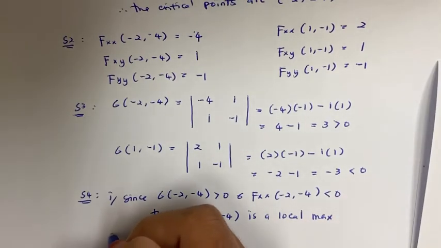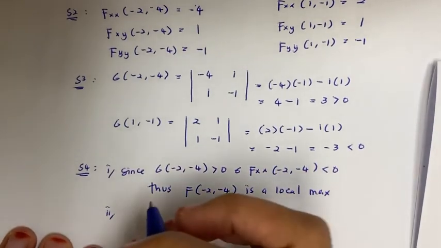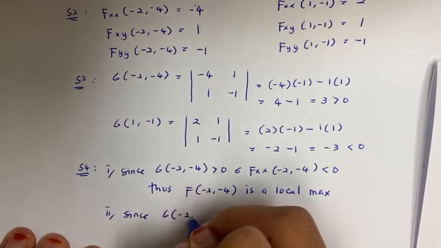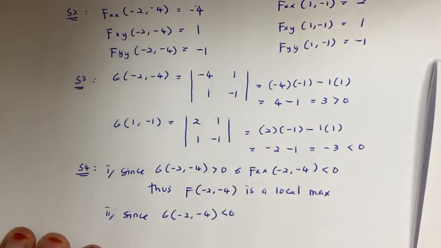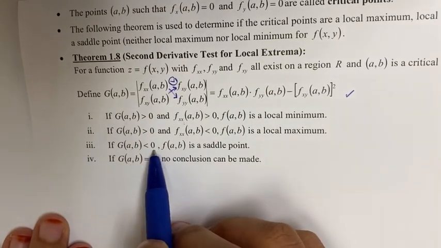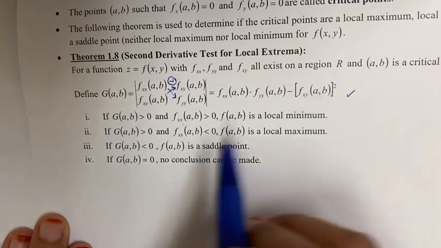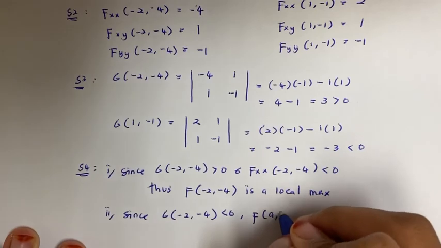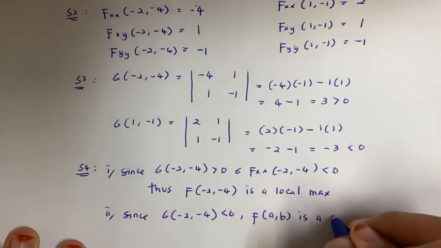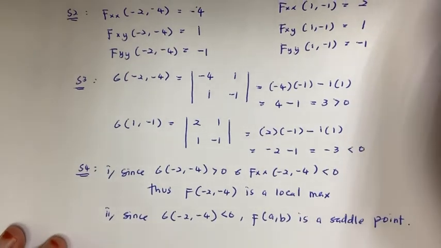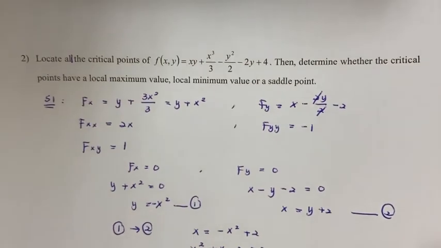And then the second conclusion, for the second critical point, since g at 1, negative 1 is less than 0, automatically it is a saddle point. Okay, so this is how we solve for the local maxima.